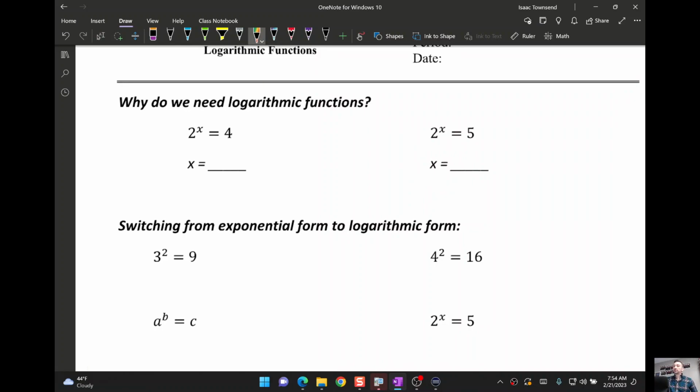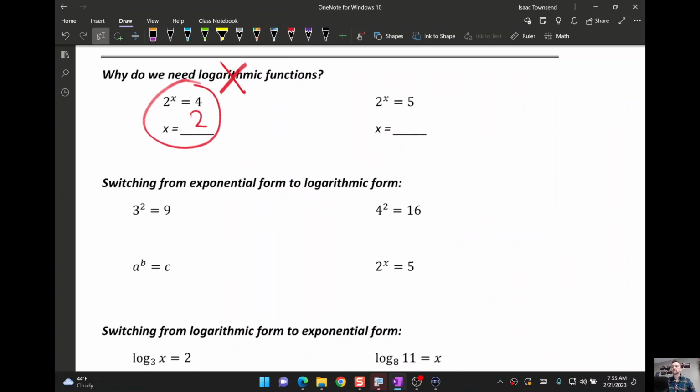Okay, so for the first couple up here, if I asked you to do this one, 2 to what power gives you 4? 2. Okay, 2 to what power gives you 5? You see how that's a little bit harder? So if it's a nice whole number, then sure, you can probably avoid logarithms. But when it's not a nice whole number, we have to have some kind of way to solve this. The only way to solve it is with logarithms. So let's come back to that in just a second.